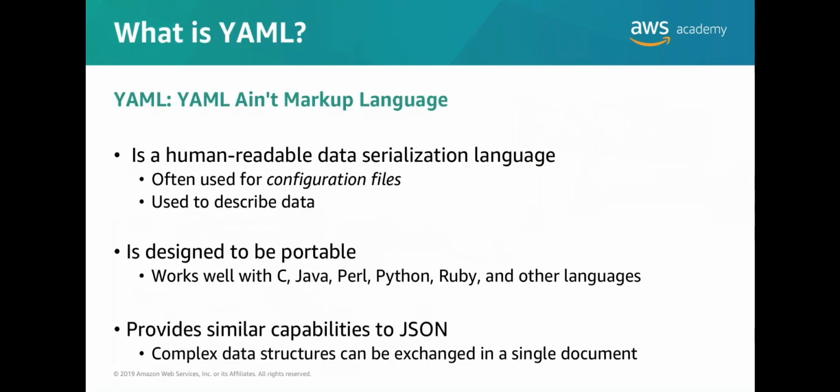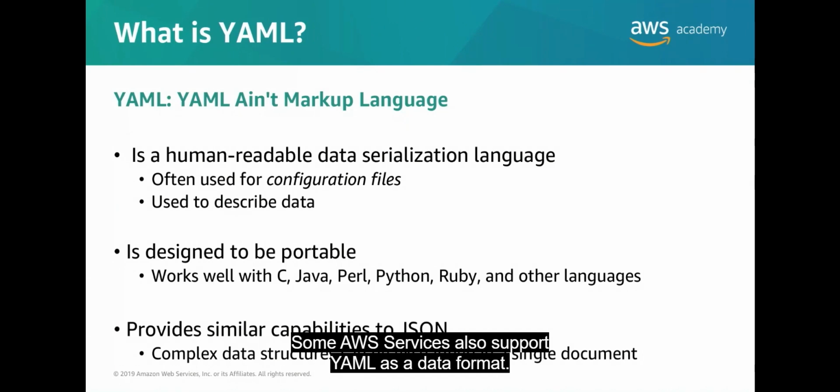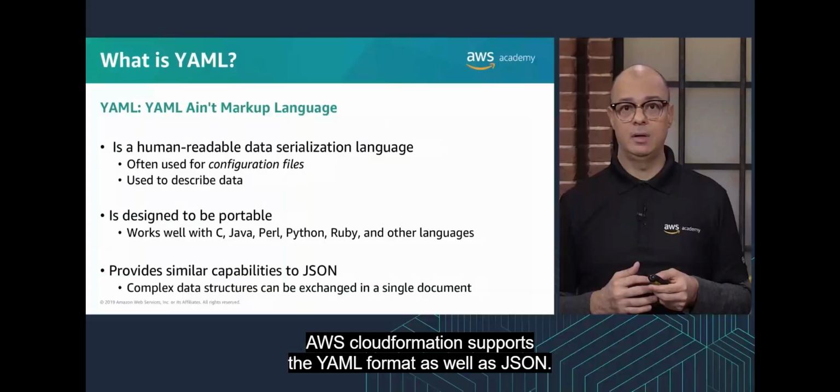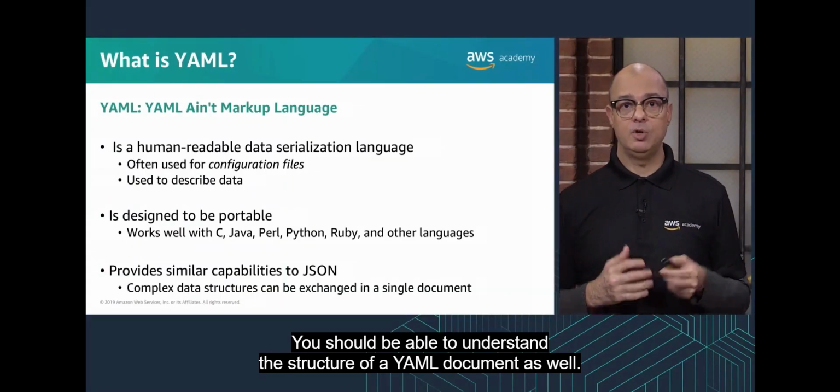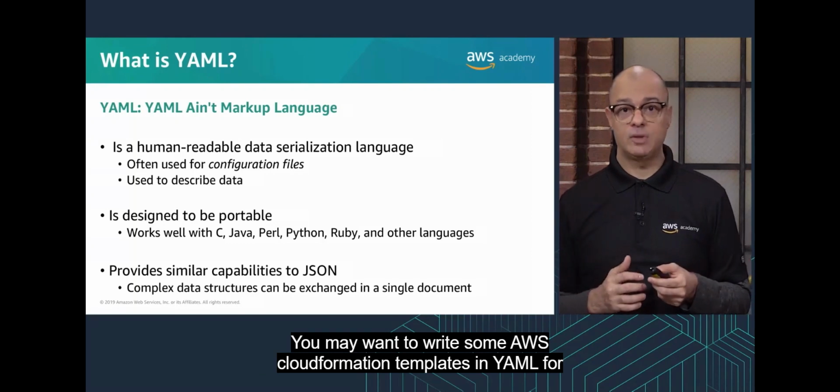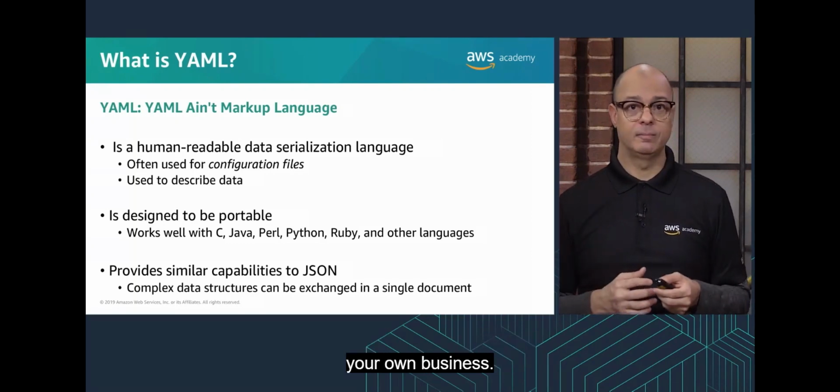Some AWS services also support YAML as a data format. Later in this module, you will learn about AWS CloudFormation. AWS CloudFormation supports the YAML format as well as JSON. You should be able to understand the structure of a YAML document as well. You may want to write some AWS CloudFormation templates in YAML for your own business.